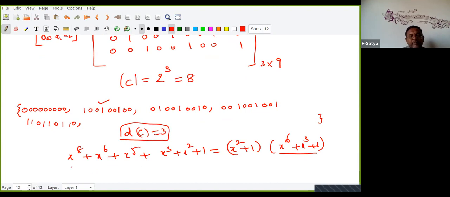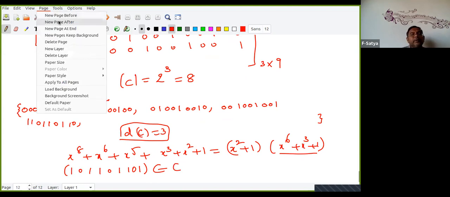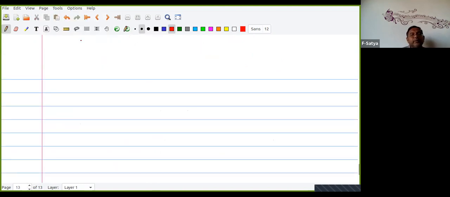What is the code word corresponding to this? The code word corresponding to this is 1, 0, 1, right? 1, 0, 1, 1, 0, 1. So this is the code word corresponding to this, and this belongs to C. Any questions? Okay, I'll delete this.